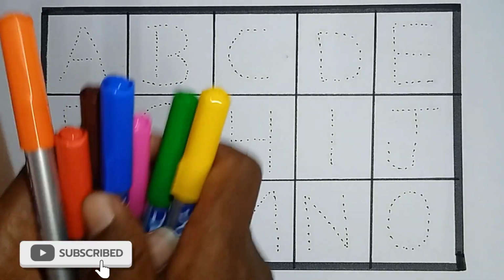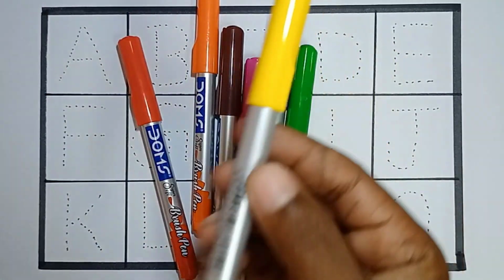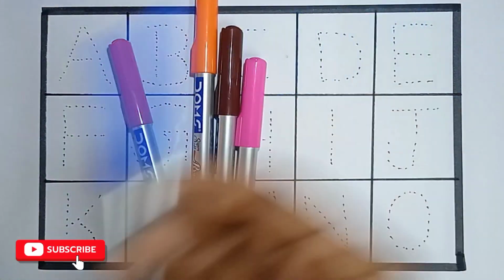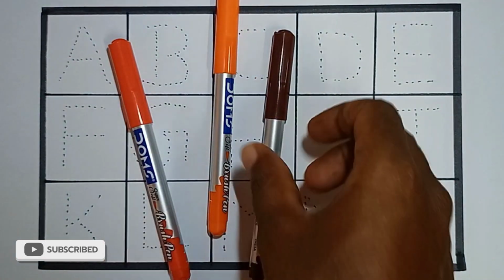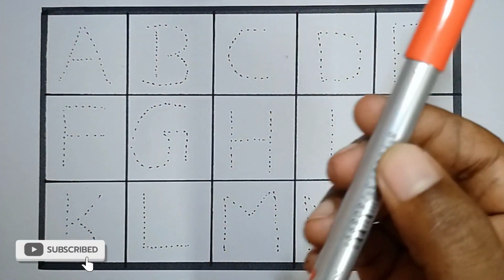Hello kids, let's learn the color names first. This is colors. Yellow color, light green color, blue color, pink color, brown color, orange color, yellow color.